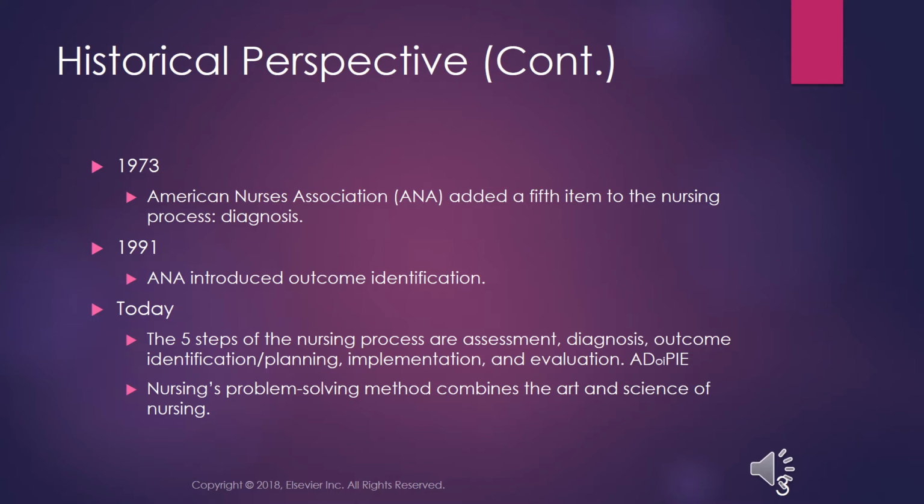In 1973, the nursing diagnosis was added to the nursing process, and then in 1991, outcome identification was added as a new step. So this takes us to the 5 steps, 6 if you count outcomes identified, that we use today. So it's assessment, diagnosis, outcomes identified, or outcome identification, planning, implementation, and evaluation.